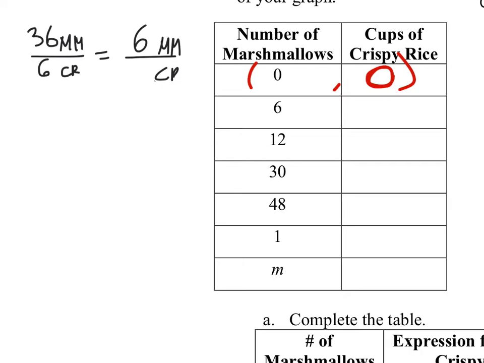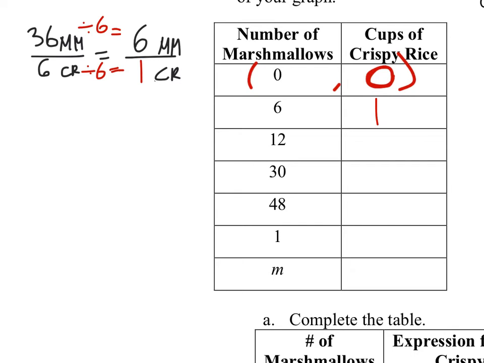So how do we get 36 to be 6? We divided it by 6. Yeah, that's good. So we got to divide the 6 by 6 as well. Bam, 1 cup of crispy rice. Now some of you guys knew that already, and that's good. But it's important to know how we get it using the proportions. Of course, we'll get the equation eventually too.